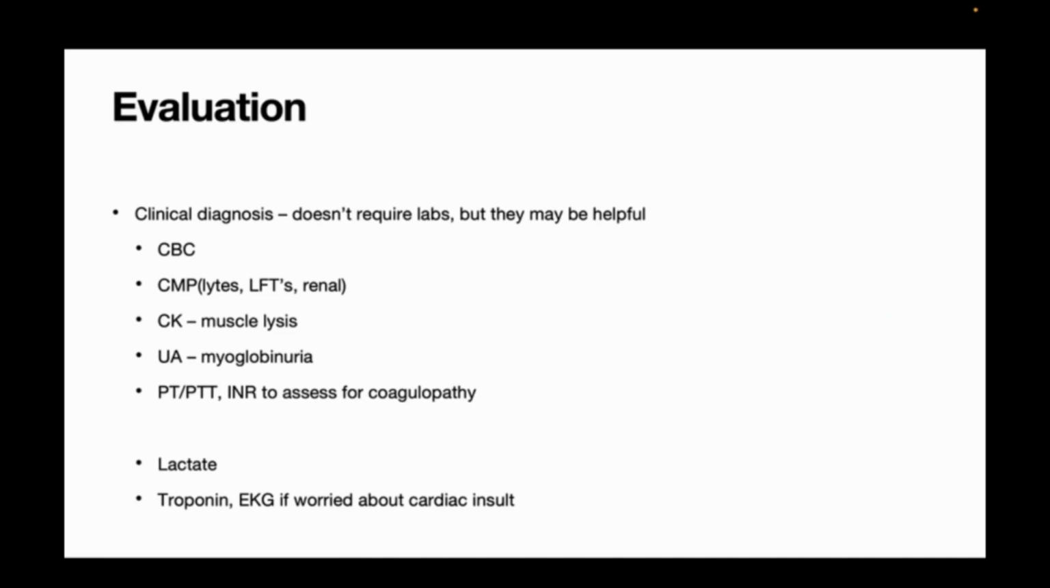So this is a clinical diagnosis. It doesn't really require labs, but as we mentioned, you do want to correct your metabolic derangements. And so here are some labs that may be useful: CBC, CMP, creatine kinase, because you're looking at muscle lysis. Also, you might note myoglobinuria in your urinalysis, and you can check for coagulopathy. If they're on a thinner, you can check an INR. Lactate as well, to check end organ perfusion, might also be helpful for trending. EKG and troponin if you're worried about cardiac insult as well.